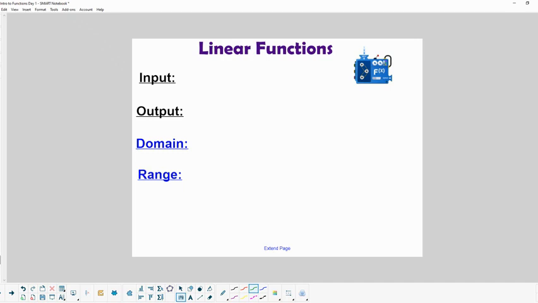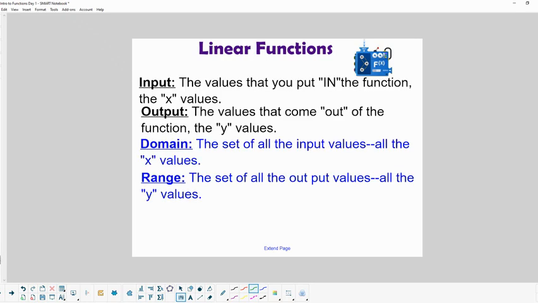Okay, so what do we mean by input, output, domain, and range? Well, for linear functions, which we've been learning about this year, the values that you put in the function are the x values. And that's why we solve them for y, so that you can put in those x values and get a logical output. The output values are what comes out of that equation or function, and those are what we call the y values. Now there's a couple more names that we give these numbers. The set of all the input or x values that you input into a function is called the function's domain.